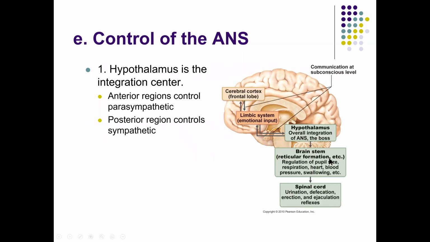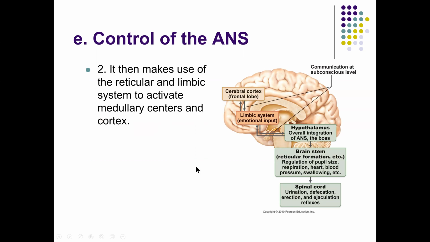Control of the autonomic nervous system: the hypothalamus is the integration center. Anterior region controls parasympathetic. Posterior region controls sympathetic. So the hypothalamus is the integration center for the autonomic. Remember, if it's an autonomic function and you have the choice of hypothalamus, always pick it, okay? Because you're going to be right 99.9% of the time.